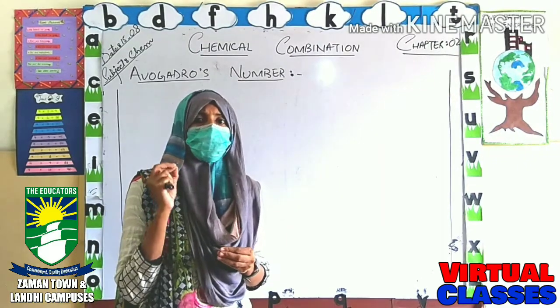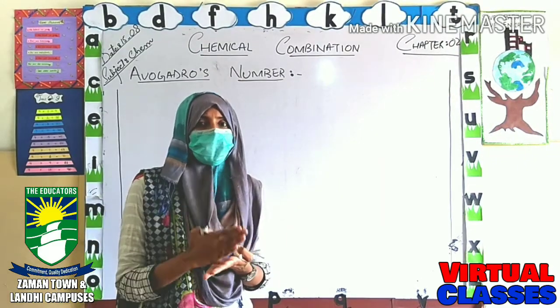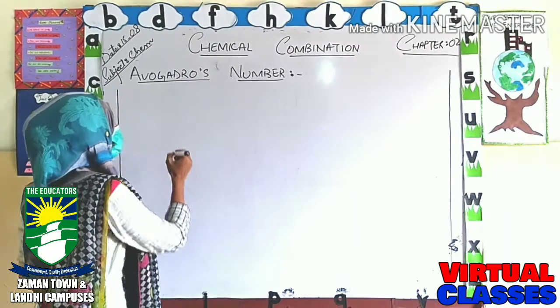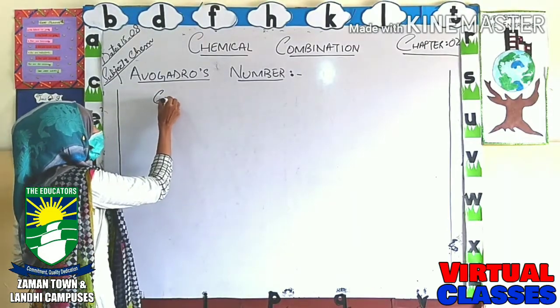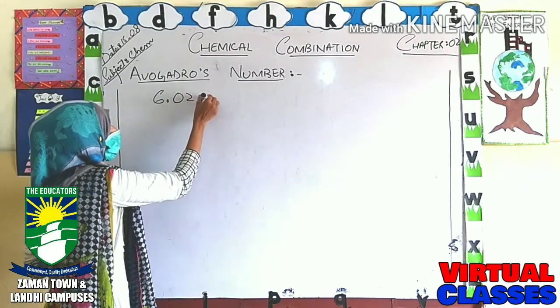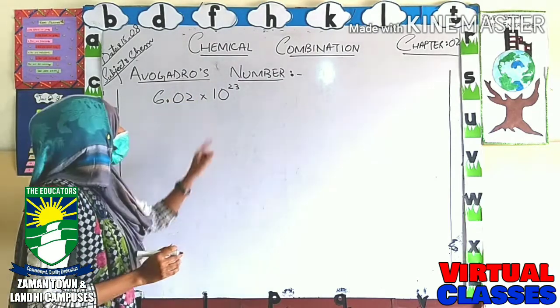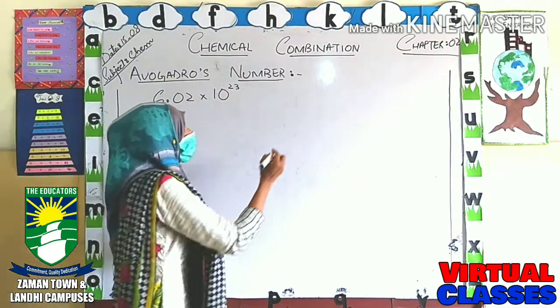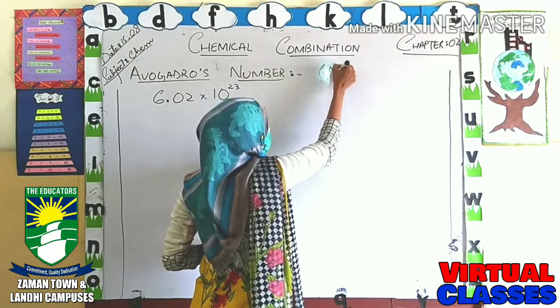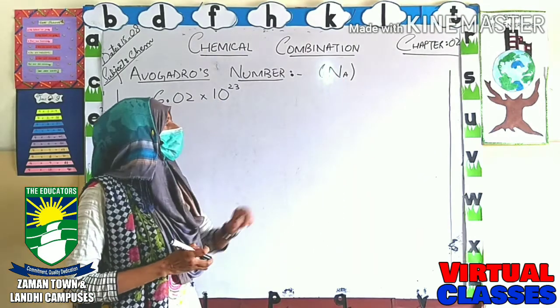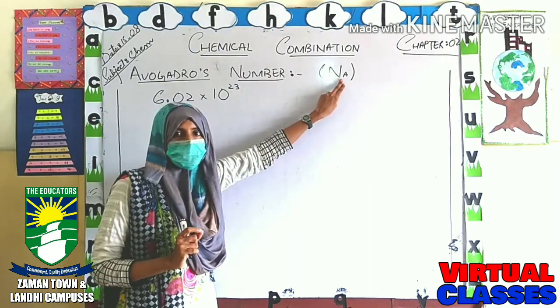A mole of any substance contains the same number of particles, represented by a constant number, that is 6.02 exponent 23. It means Avogadro's number. It is represented by capital N and capital A, but it could be written in small size.